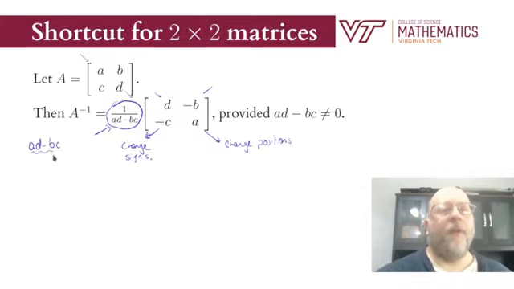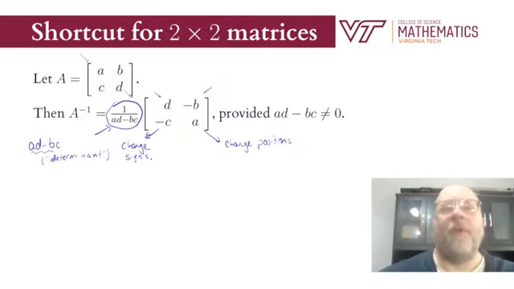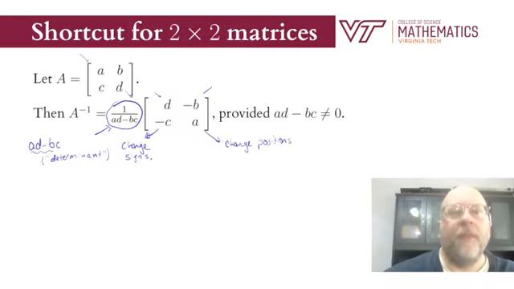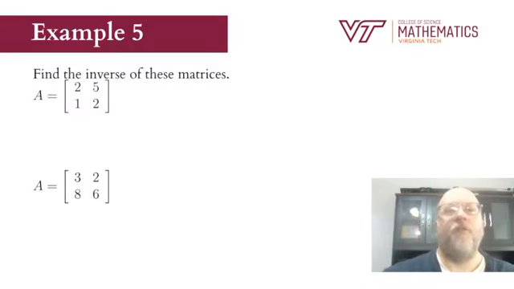This number here has a name. It's called the determinant. And next time, we're going to look at more properties that the determinant has. But for right now, it's a part of our shortcut for 2x2 matrices. Switch the positions on the main diagonal, switch the signs on the other diagonal, multiply by 1 over the determinant. Okay? So let's try some examples here. Find the inverse of these two matrices.